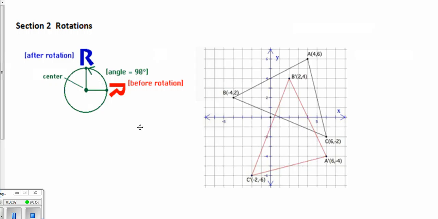Right, now we're on to section 2 of transformations. We're looking at another kind of transformation called a rotation. For a rotation, we need to know the degrees, the direction, and where your center is. Luckily for us, our center will always be the origin, right here.